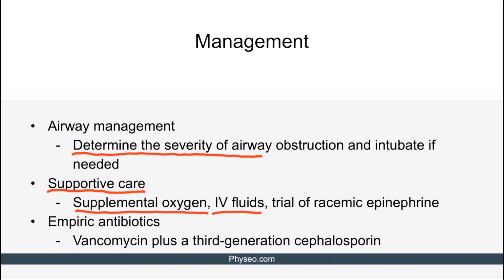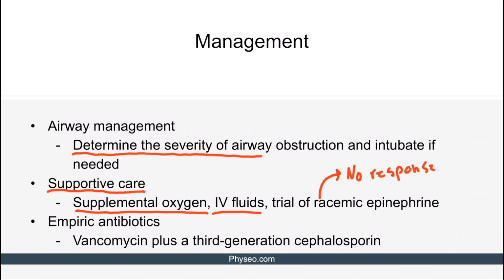A trial of racemic epinephrine can be used, but as we mentioned before, bacterial tracheitis will typically be unresponsive, and this is due to the fact that airway obstruction is secondary to the adherent membranes rather than inflammation. This trial can be a good way to distinguish between bacterial tracheitis and croup. If there is little to no response to racemic epinephrine, it's more likely that the patient has bacterial tracheitis.